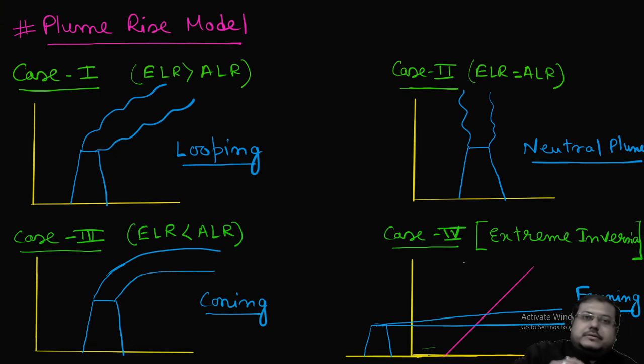Now, depending on the condition, plume will be of different types. In case 1, when ELR greater than ALR, that means the super adiabatic condition, plume will be looping. That's the figure. In case 2, when ELR equals ALR, it will be a neutral plume. In case 3, ELR less than ALR, plume will go up to a certain height, then it will be stagnant, that is coning. In case 4, extreme inversion, when the inversion starts from ground and continues, it will be called fanning.